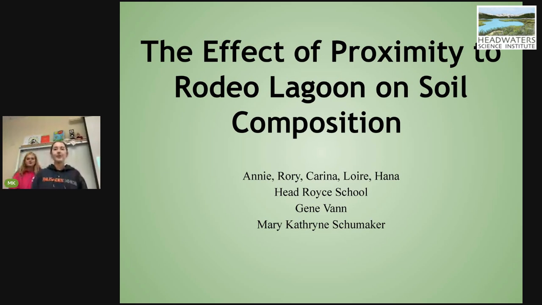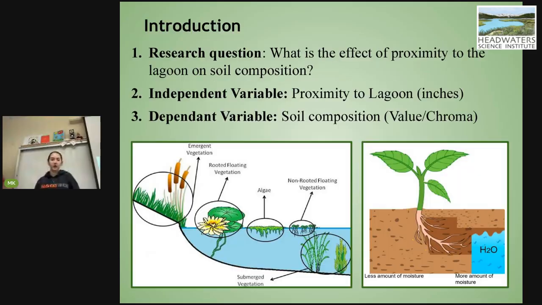The effect of proximity to Rodeo Lagoon on soil composition by Annie, Rory, Karina, Loire, and Hannah. Our research question is, what is the effect of proximity to the lagoon on soil composition? Our independent variable was proximity to the lagoon, and our dependent variable was soil composition, measured in value and chroma. Our proximity was measured in inches.